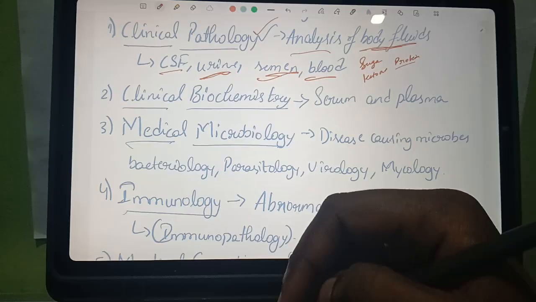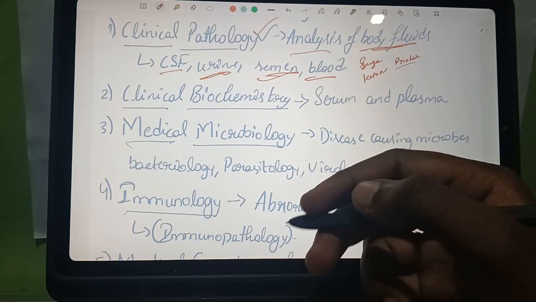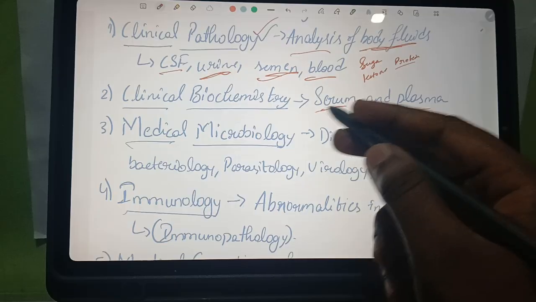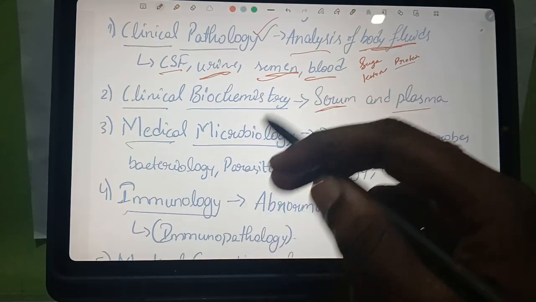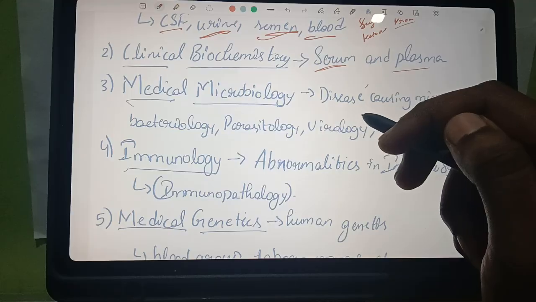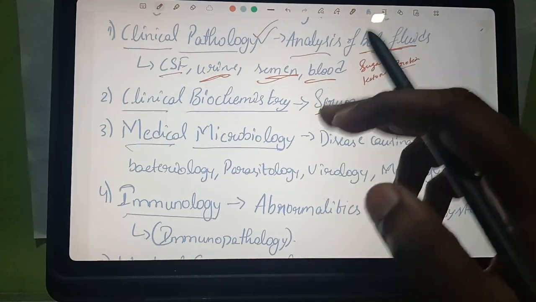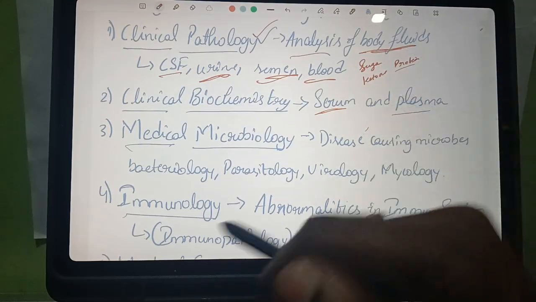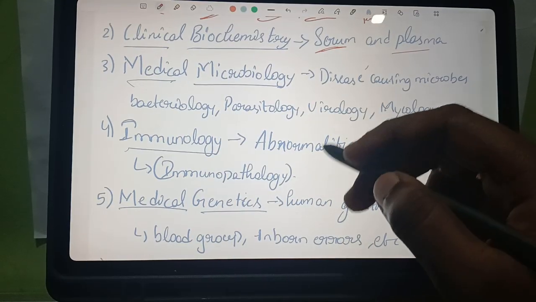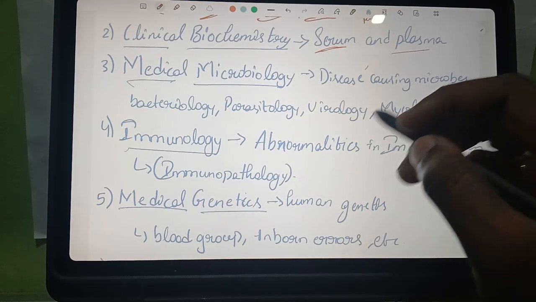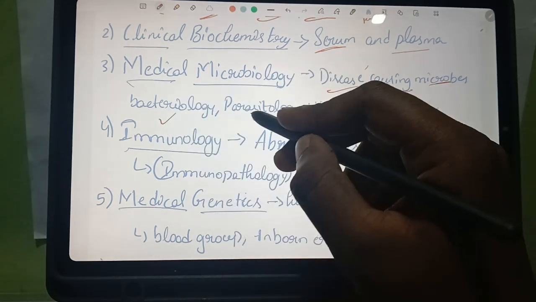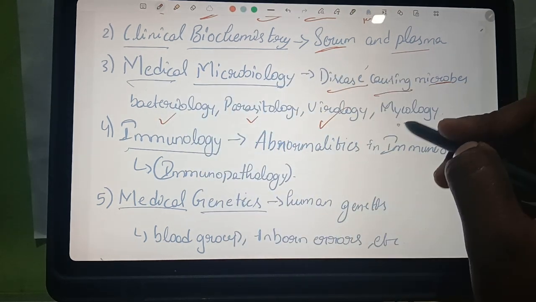And next, clinical biochemistry. In clinical biochemistry, in first year we will do serum and plasma protein levels, serum levels. So like that, clinical biochemistry is about the serum and plasma collection and analysis of those samples. And then medical microbiology. It is mainly about the disease causing microbes like bacteriology, parasitology, virology, mycology.